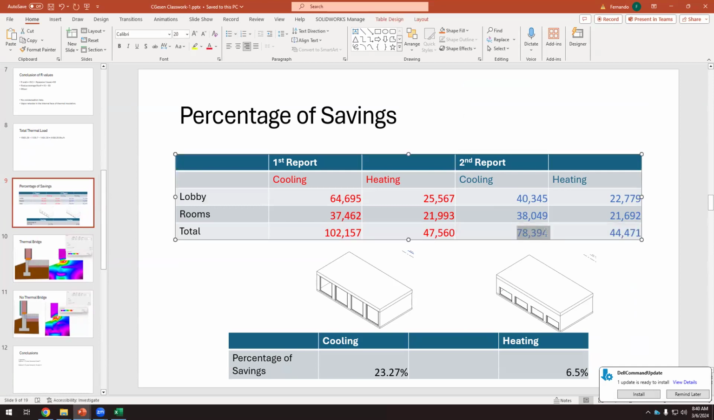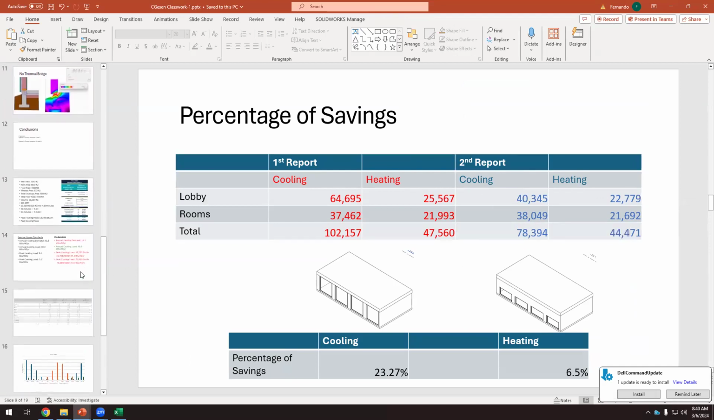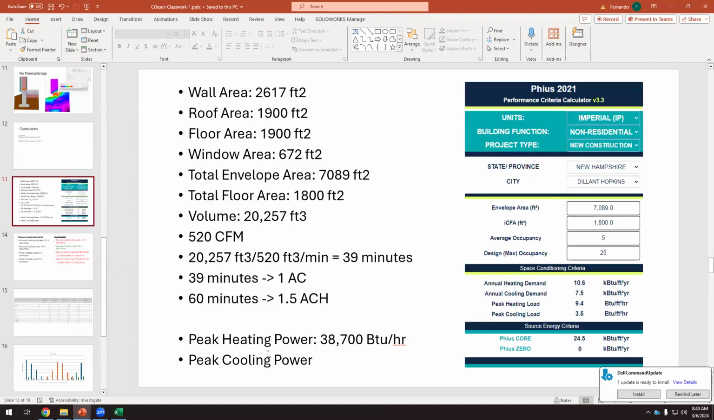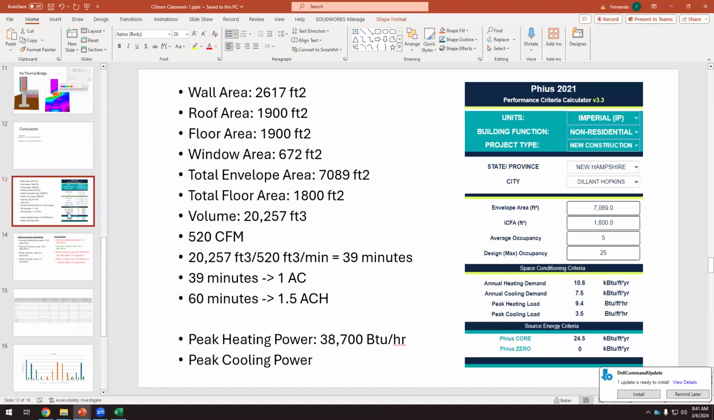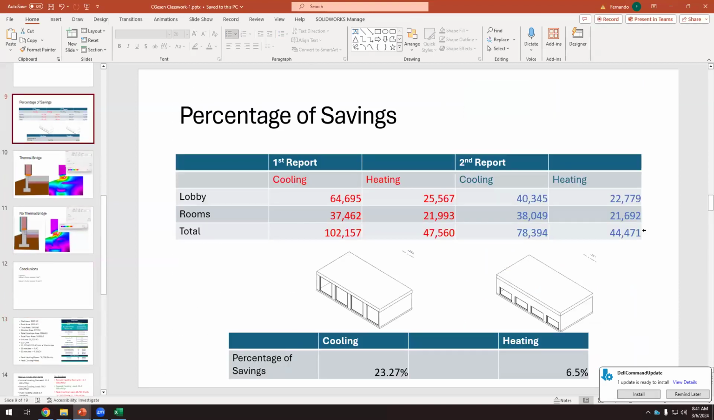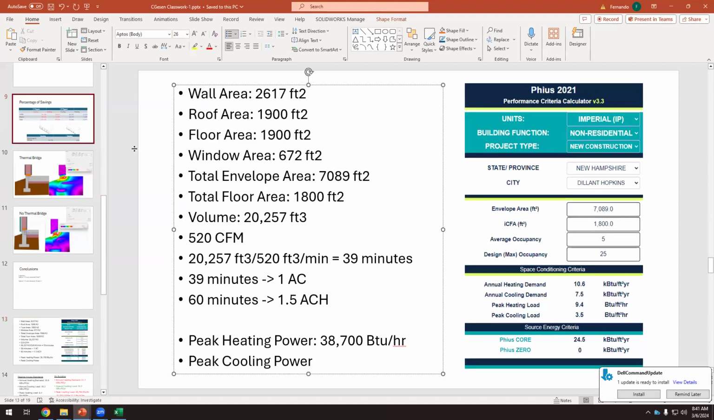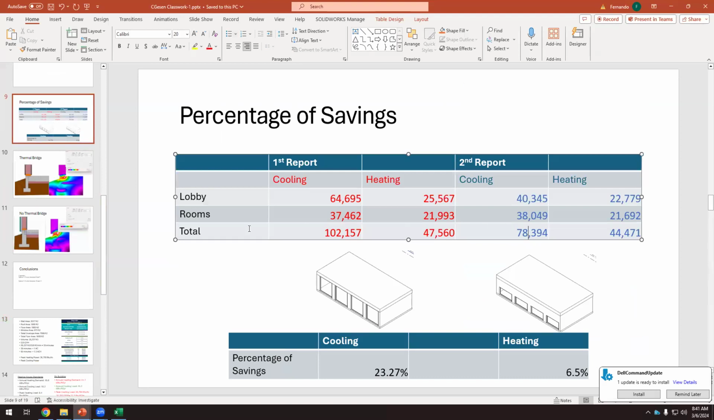So the peak cooling would be 78, the peak heating would be 44. And we have to use the second option. We know that the second option is better than the first, so we are doing this with the second option. So the peak heating value should be 44, and the peak cooling should be 78, okay?